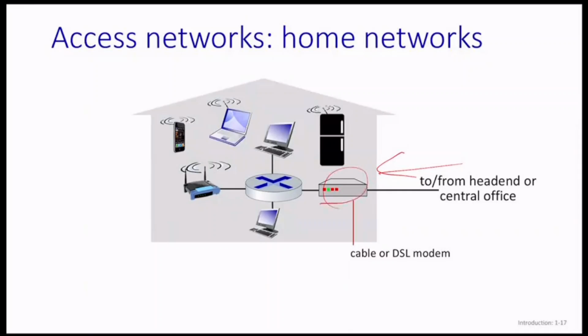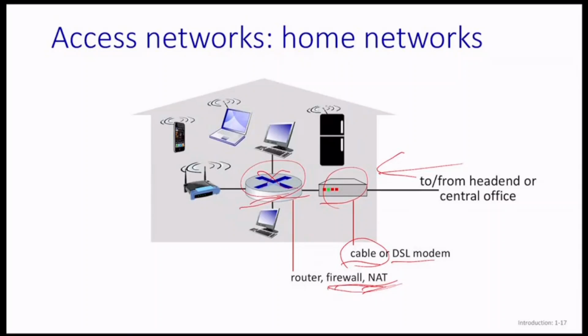Here we can see the cable modem. You can choose cable or DSL, but most of the time we use cable. In the middle there is the router. Sometimes there is software in that router, like the firewall and network address translation. In the network layer, I will introduce these two techniques.